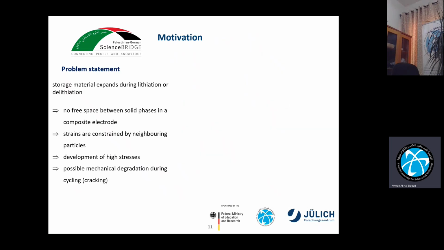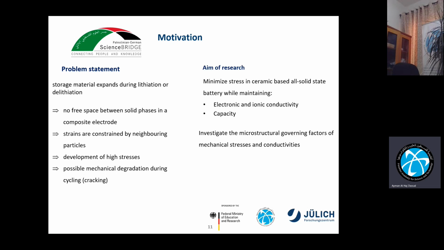Now, our motivation here: since storage materials expand during lithiation or delithiation, and because we are talking about solid-state batteries, there is no free space between solid phases in the composite electrodes, and that means that strains are constrained by neighboring particles. This will cause high stress, and as a result of this, there is a possibility of mechanical degradation during cycling, for example, cracking.